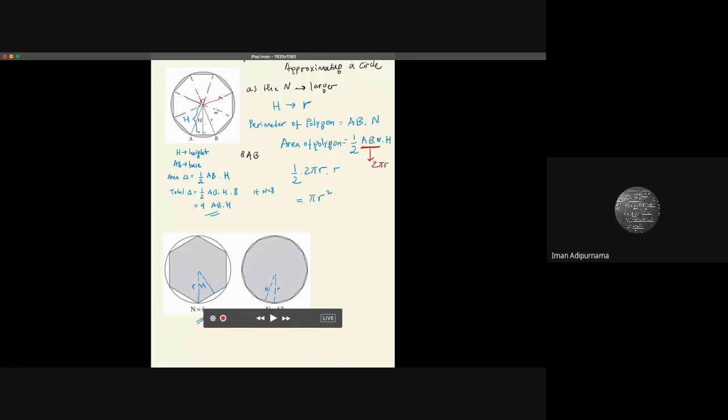So we can write simply the limit as h approaches r of half 2 pi r h. We can simply substitute the h with r in our limit concept.